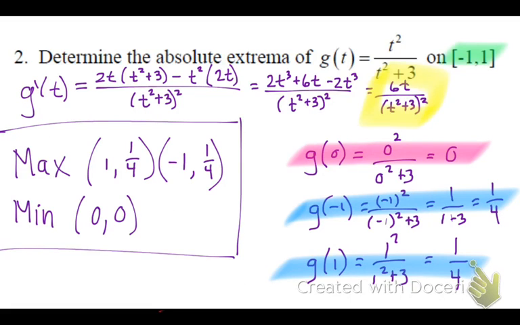So we did everything that problem asked us to do. It says determine the absolute extrema. So these are the absolute extrema on the interval. We have 2 absolute maximums and 1 absolute minimum. All right, let's try number 3.